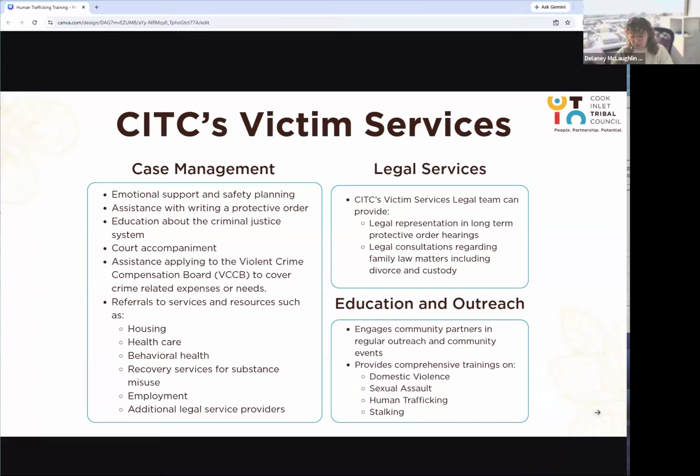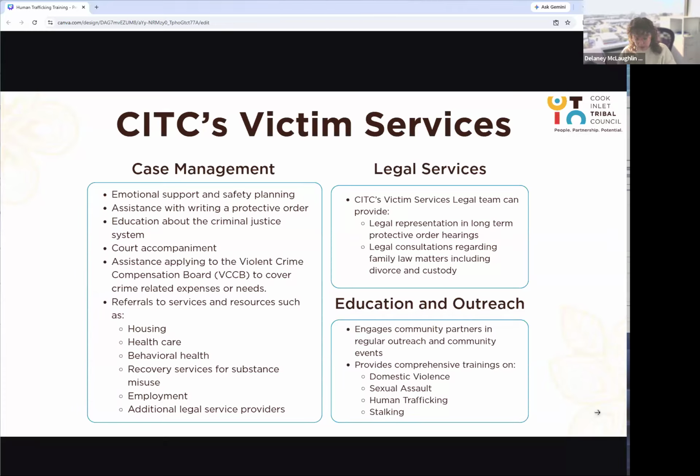represent individuals who have experienced harm in primarily family law cases. So we have attorneys that can represent participants in domestic violence protective order cases, which one of our paralegals will be joining us tomorrow. She's amazing. She'll walk us through that a little bit more. And that's at no cost to the participant. We also offer legal consultations regarding family law matters such as divorce and custody.